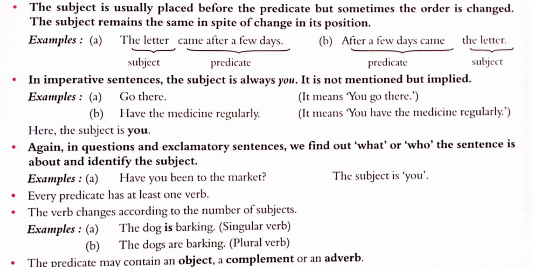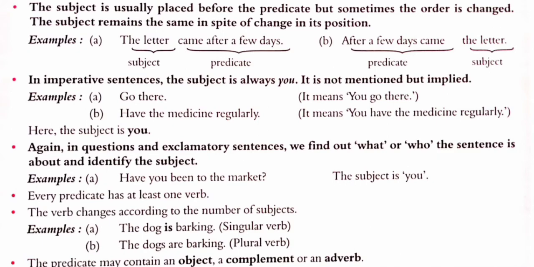B. Have the medicine regularly. It means you have the medicine regularly. Here the subject is you. Again, in questions and exclamatory sentences, we find out what or who the sentence is about and identify the subject. For example, have you been to the market? Here the subject is you.